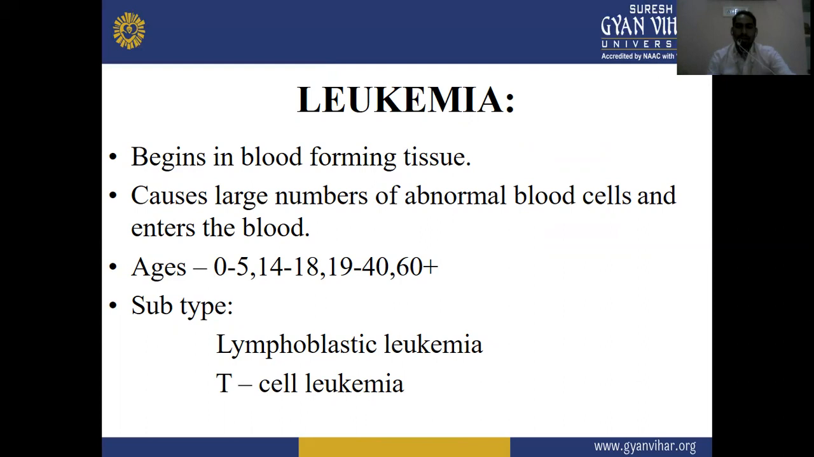Lymphoblastic leukemia is a type of cancer of the blood and bone marrow that affects white blood cells. And next one is T cell leukemia. T cell leukemia is a highly aggressive mature T cell neoplasm associated with human T cell lymphotropic virus type 1, HTLV-1. HTLV-1 infections affect around 10 million people in the world.